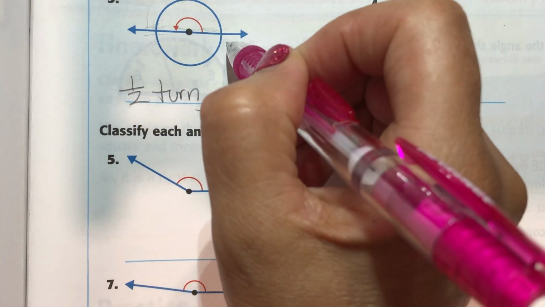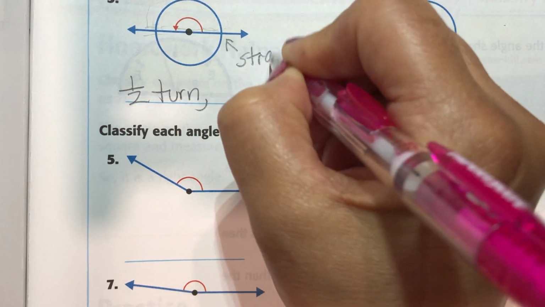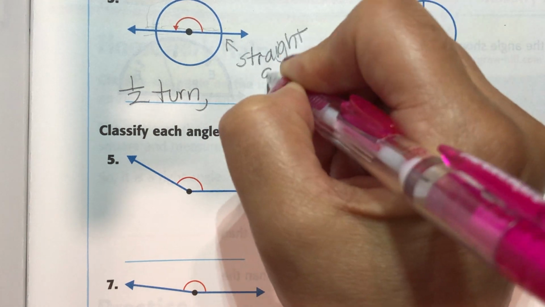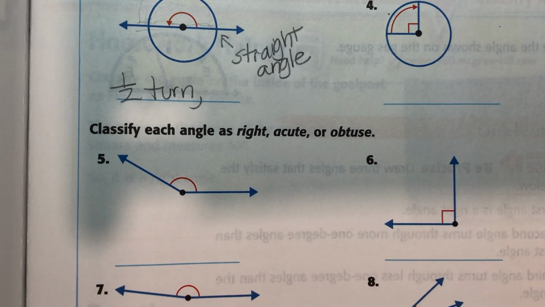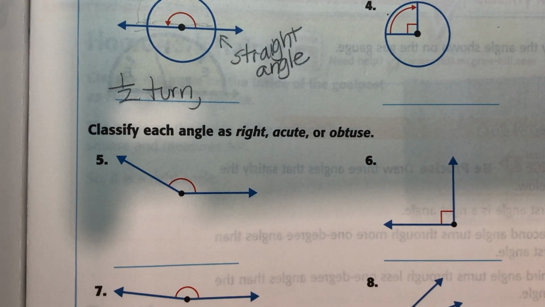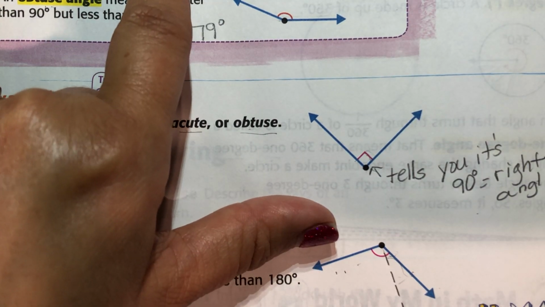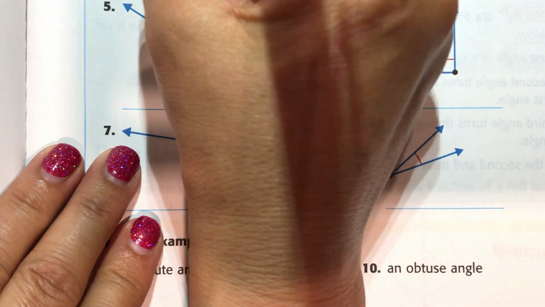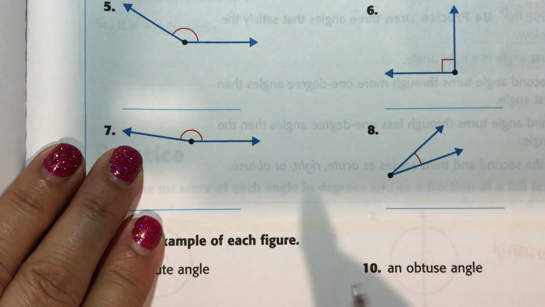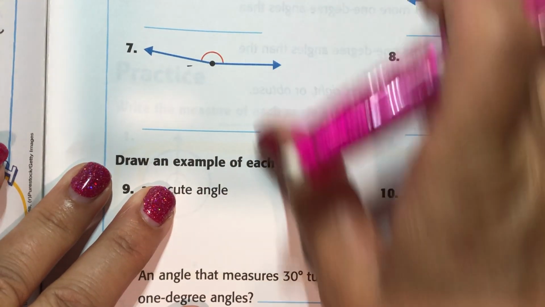A half turn is also called a straight angle. Let's write that down there. This is called a straight angle. We talked about it in our notes under the key concepts. I wrote it here. A straight angle would be 180 degrees. And that's what you're going to write here in degrees. So it's 180 degrees. Then you'll do that one.